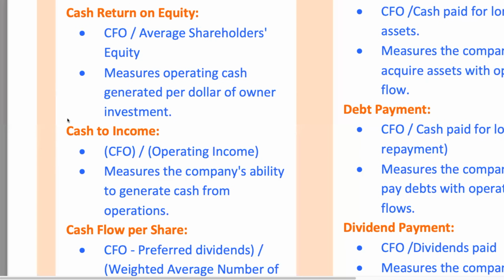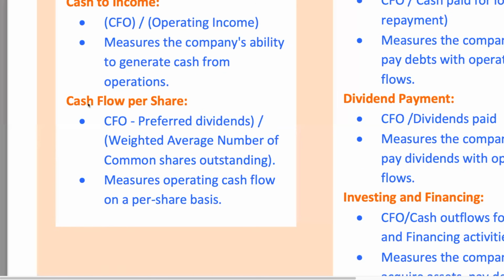Then we've got the cash to income ratio. This ratio tells you how well a company is turning its operating income, or EBIT, into actual cash flow from operations, CFO. In other words, it shows whether those accounting profits are being backed up by real cash in the bank. A high ratio? Great. It means the company is efficient at converting income into cash. A low ratio? That's a warning sign. Profits might look good on paper, but the cash isn't coming in.